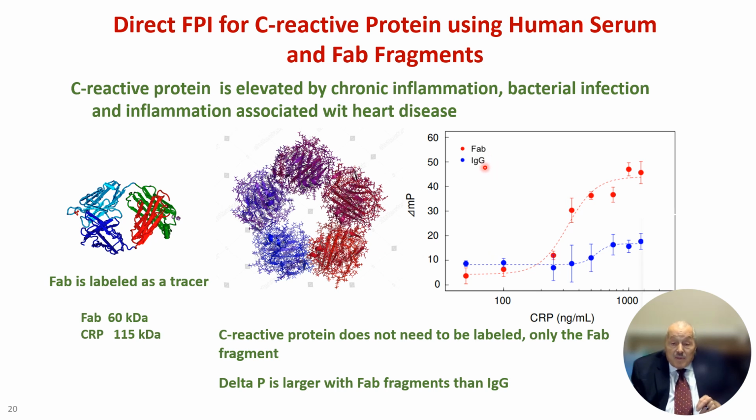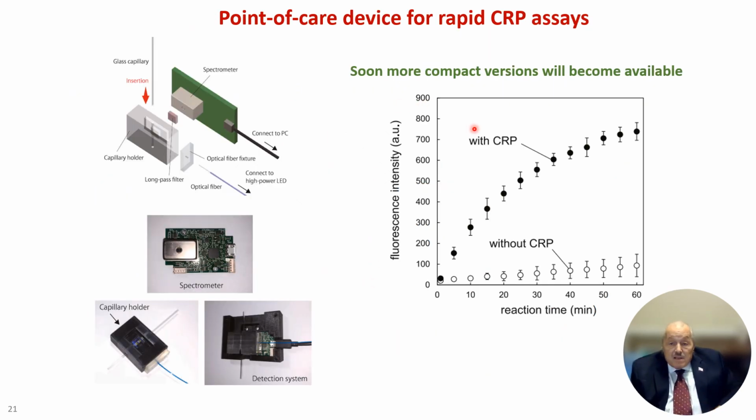So here are the delta P values for this assay done with FAB and with IgG. And as you can see, the delta P that's done with the smaller FAB unit is several times larger than you get from the full IgG protein. If you look at this closely, I don't think these should have been the same at 0 CRP, but I think the data were normalized at this point, so you can show them on the same scale. So the FAB units give you a larger delta P for this assay for C-reactive protein.